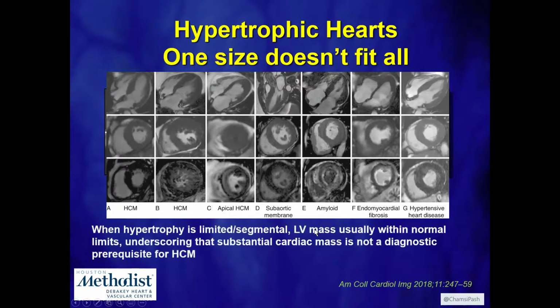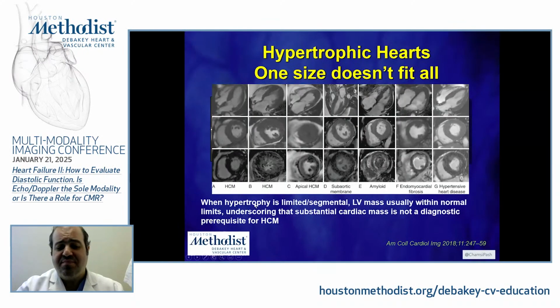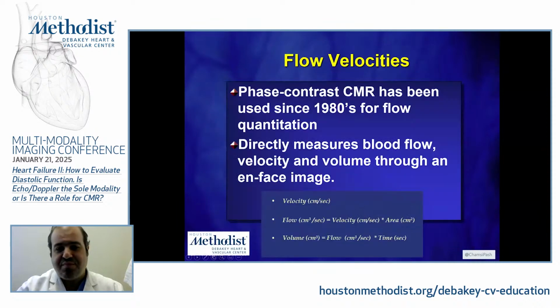The most important take-home message is that when the hypertrophy is limited or segmental, the left ventricular mass is usually within normal limits, which really underscores the importance that substantial cardiac mass is not a diagnostic prerequisite for HCM.